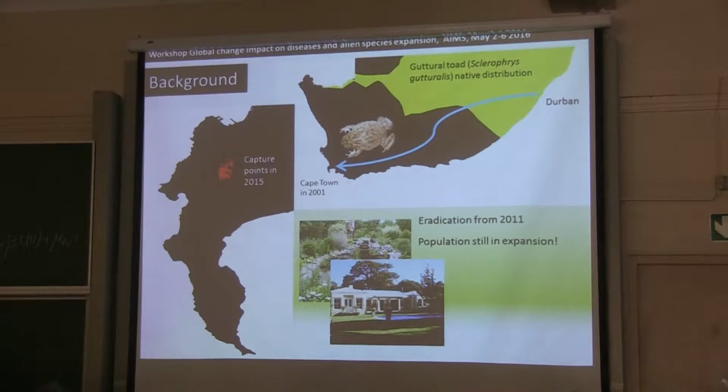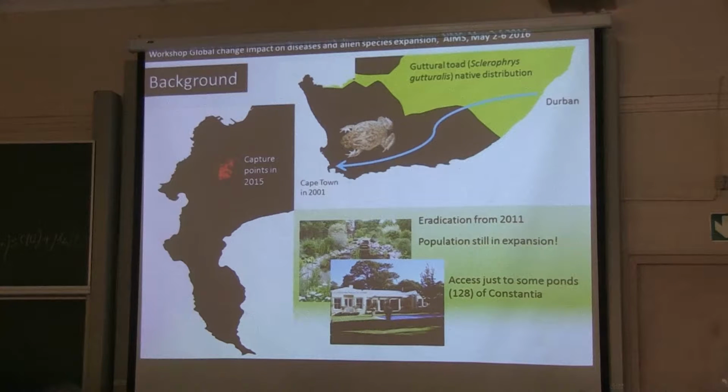So this species is able to breed using these garden ponds and is currently colonizing the area described by those red points. Because in Cape Town we have an endangered species that is very similar to this invasive species, the city of Cape Town decided to control the guttural toad since 2011. So they try to eradicate the species, capturing by hand as many toads as possible in these private gardens.